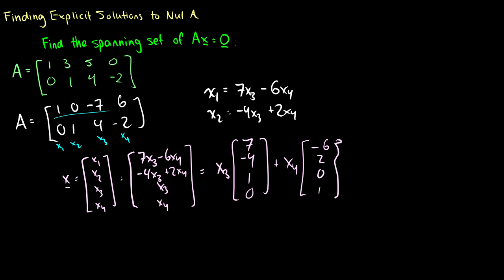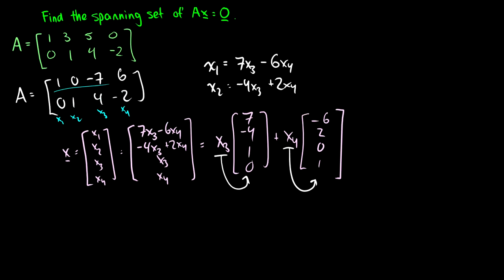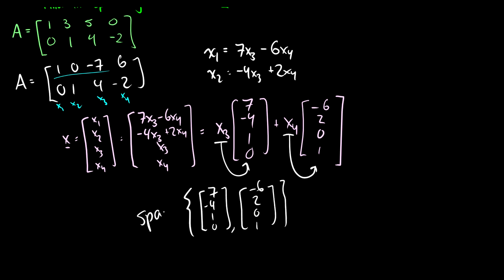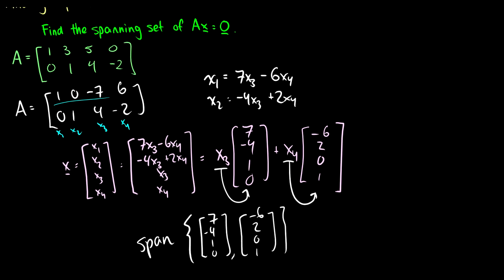Okay, so that is incredibly messy. Okay, there we go. So here is our spanning set. We have a constant times a vector and another constant times a vector. So we can be more specific here, and say that the spanning set consists of these two vectors: 7, negative 4, 1, 0, and negative 6, 2, 0, 1. And of course we can say this is the span. So these are the explicit solutions to the null space.